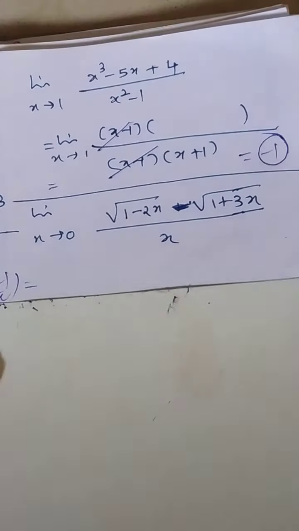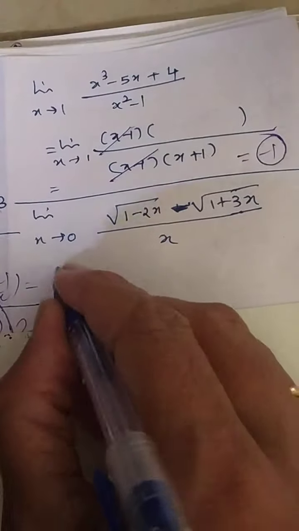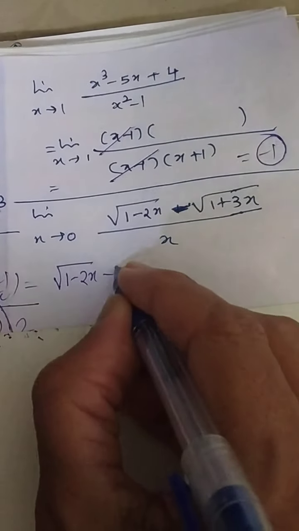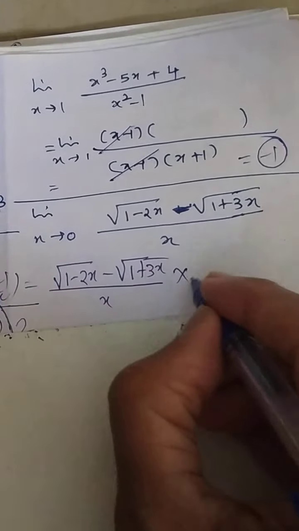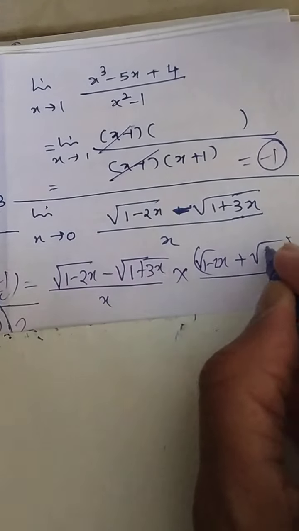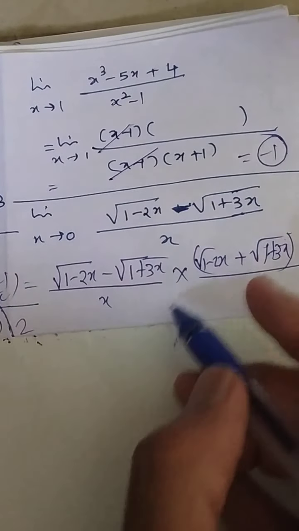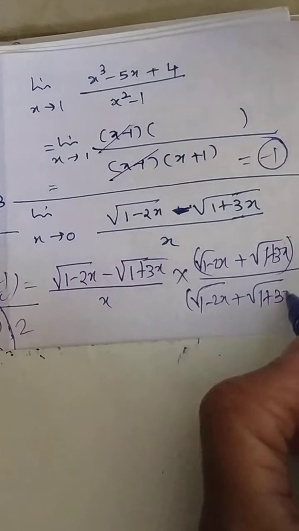Good. Now sometimes the root will be available in the question. If the root is available, then the approach will be rationalization. Is the given problem in the form of 0 by 0? Yes. So it is to be multiplied and divided by the conjugate of that, root under 1 minus 2x plus root under 1 plus 3x. Upon here it is root under 1 minus 2x plus root under 1 plus 3x.